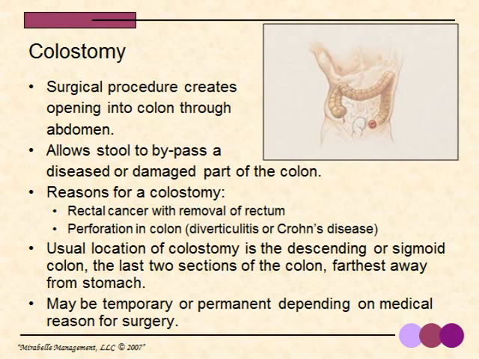First, I'll talk about a colostomy. A colostomy is a surgically created opening into the colon through the abdomen. Its purpose is to allow the stool to bypass a diseased or damaged part of the colon. Possible reasons for a colostomy would be rectal cancer with removal of the rectum, perhaps a perforation due to diverticulitis or Crohn's disease. A colostomy may be made at almost any point along the length of the colon, but its usual location is the sigmoid colon or descending colon. It may be temporary or permanent, depending on the medical reason for the surgery.